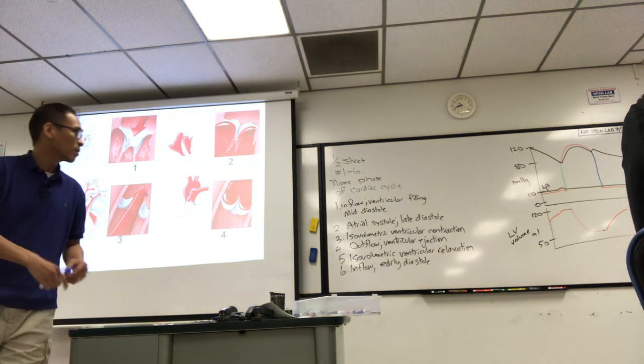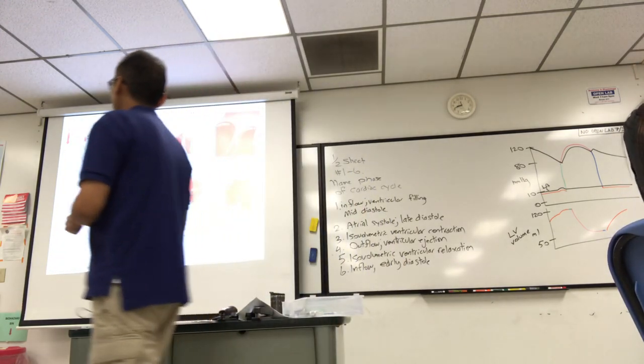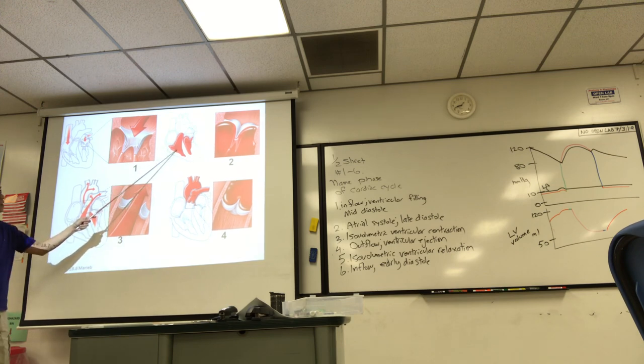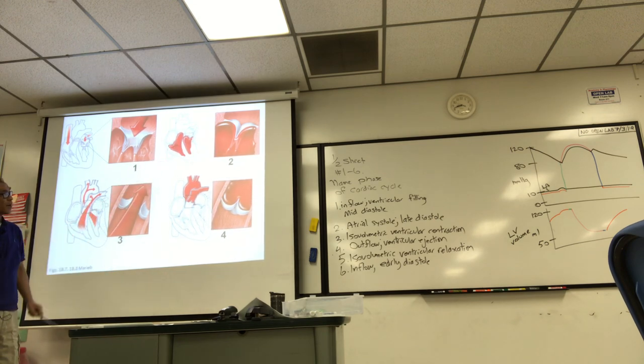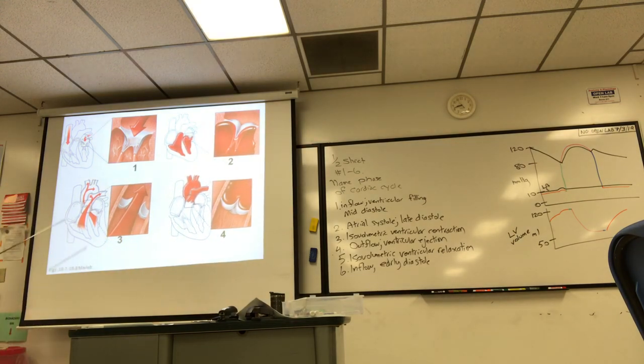Let me find my pointer here. Number one, looks like the AV valves are open there. Looks like you got some inflow. I call this inflow or ventricular diastole. Looks like, what do they show me here? I'm full. My EDV is about 120. What's EDV? End diastole volume. Looks like I'm in a state of systole. All the valves are closed. Blood isn't coming in or going out. This is isovolumetric contraction. This one, oh, look, this is the main job of the heart, ventricular ejection or outflow.